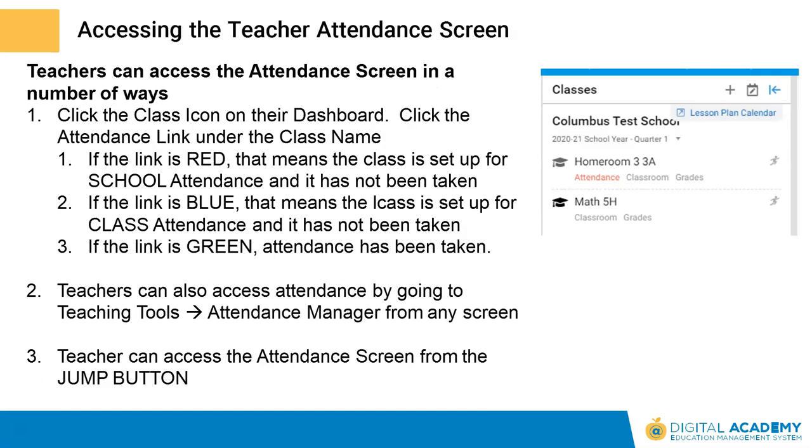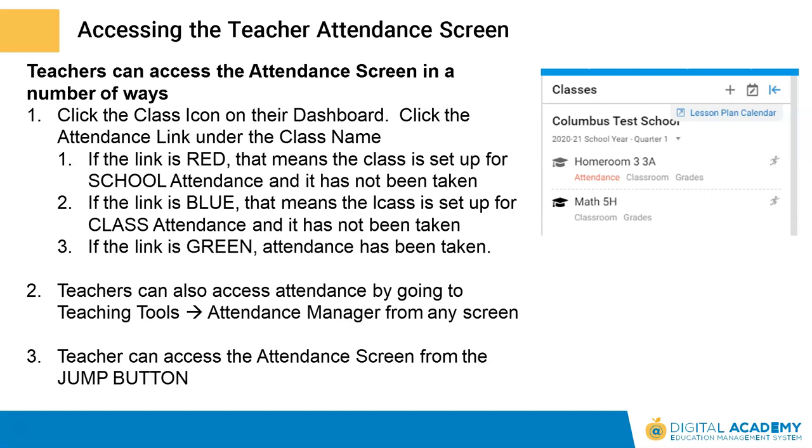Teachers can access the attendance screen through a variety of ways. On their dashboard, they can click the class icon, and then they can click the attendance link below a class. If the link is in red, that means that the class is set up for school attendance and that it has not been taken. Classes set up for school attendance should have attendance taken every day.